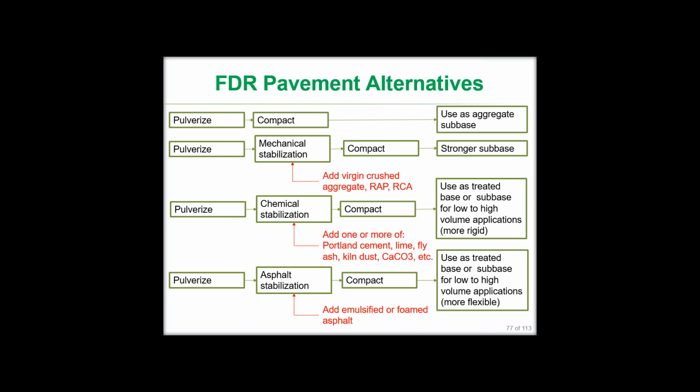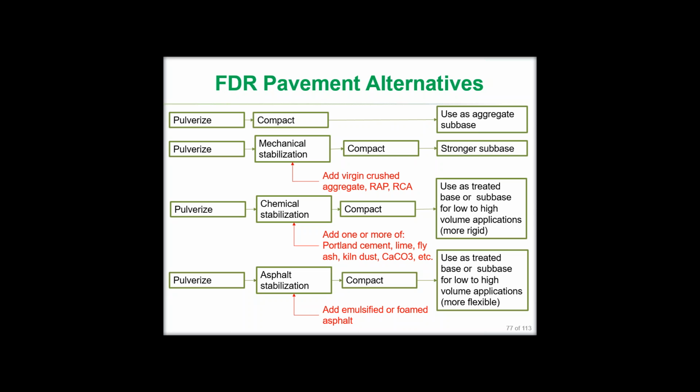And the third alternative that we can get is, after pulverization, we can follow up with a chemical stabilization. And this chemical stabilization can be obtained by adding one or more of the following: Portland cement, lime, fly ash, kiln dust, or calcium carbonate. Compaction follows, and this end product can give us a treated base and subbase for low to high volume applications, especially if you want to get a more rigid pavement structure.